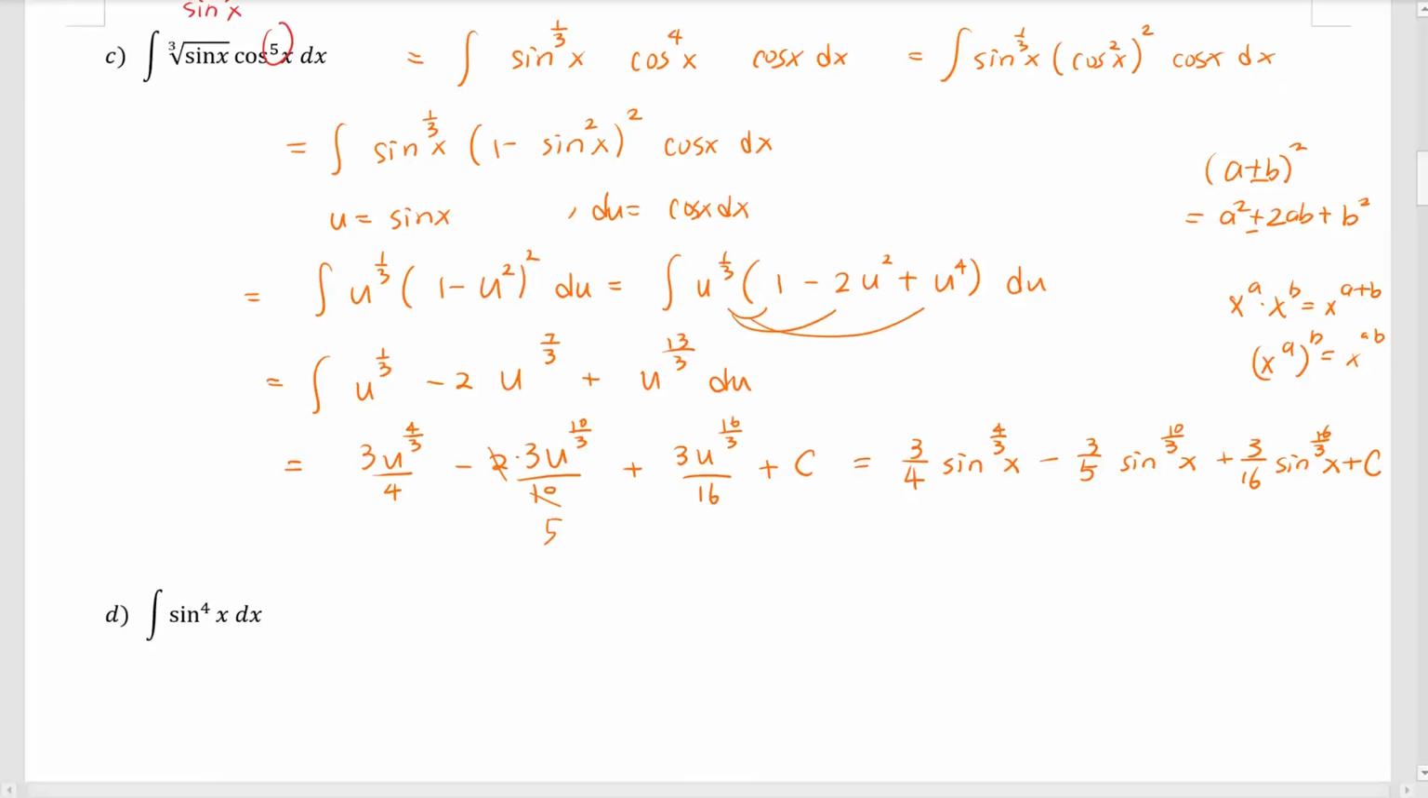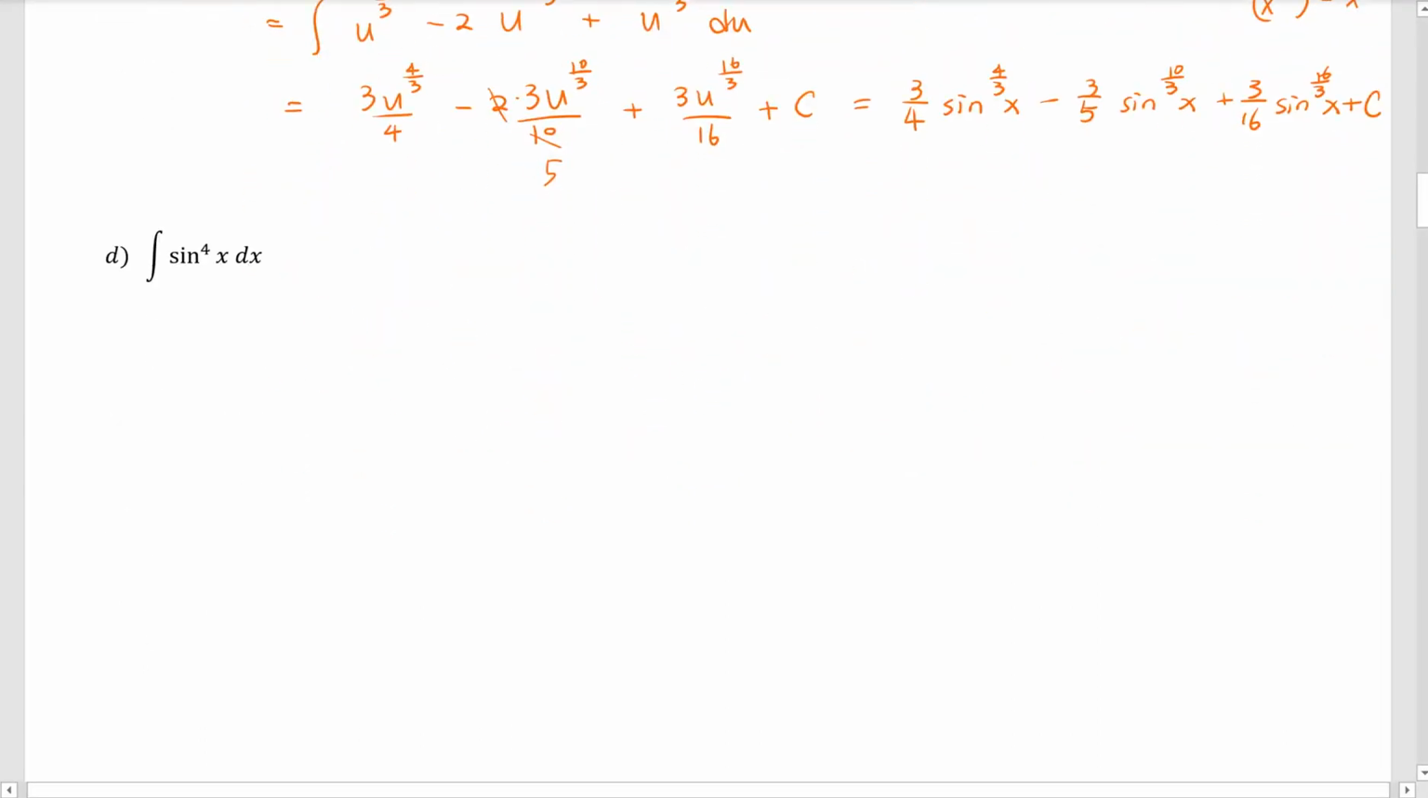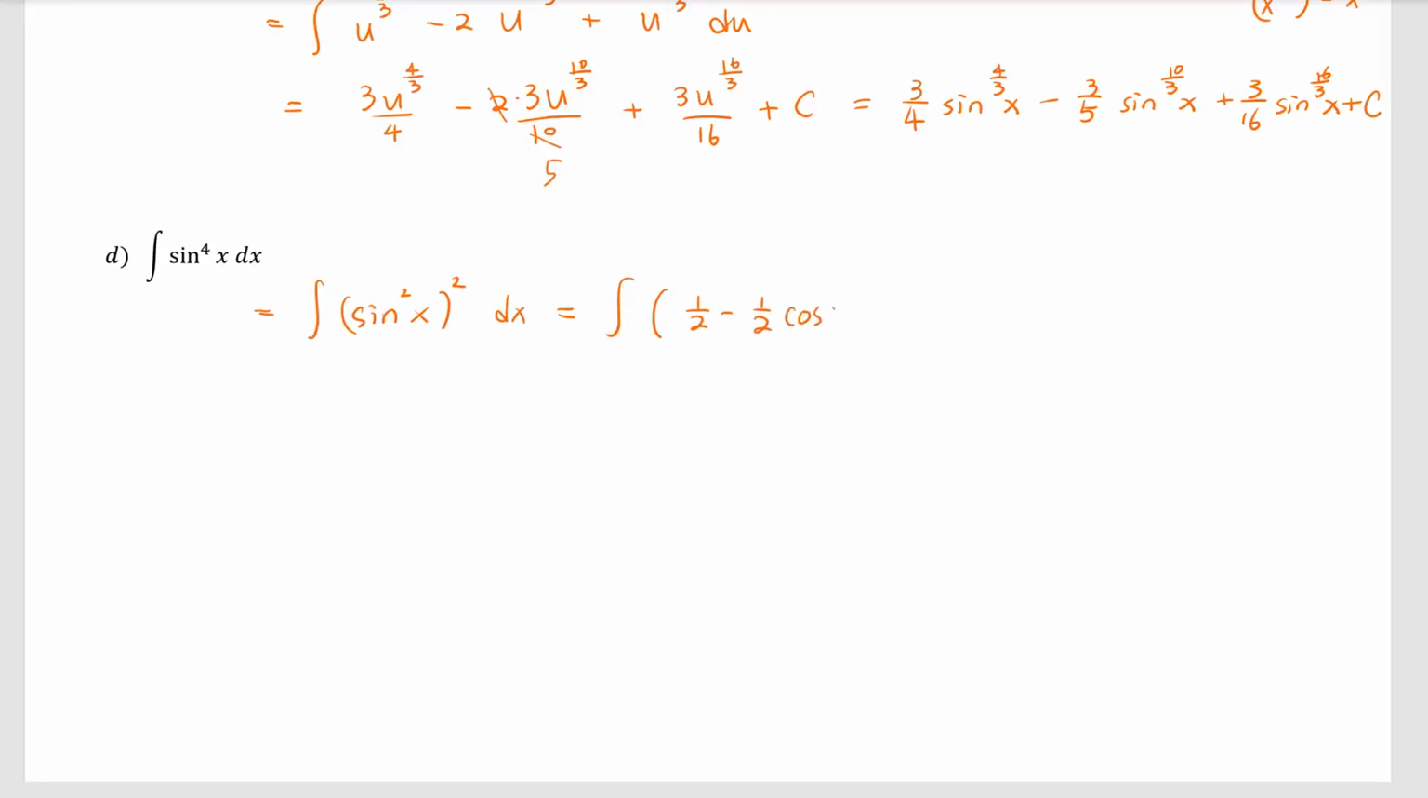Alright, next. Okay, so next, do you see the power of sine is even? So remember, if one of the power of cosine or sine is odd, we're going to use u substitution. But if both of them have even powers, then we're going to use the double angle formula to reduce the power but double the angle. So here, let's think of it as sine square, okay? And then, what's sine square? Well, that is 1/2 minus 1/2 cosine 2x.